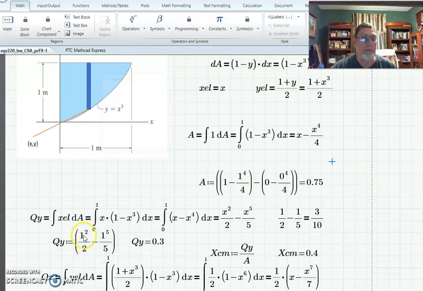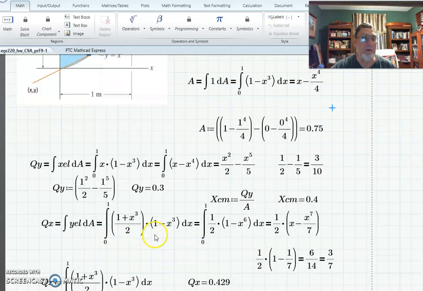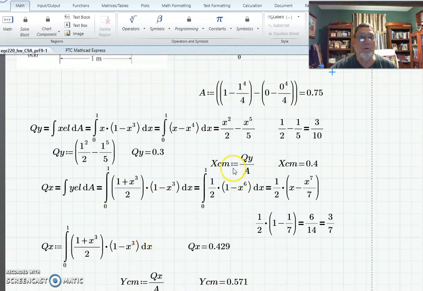Or there's where I actually plugged it in, upper element minus lower element. And that gives us 0.3. And then the x coordinate of the centroid is that over our A, which gives us 0.4. To do the y, same thing, y element dA. Our y element is 1 plus x cubed over 2. Our dA is 1 minus x cubed dx.